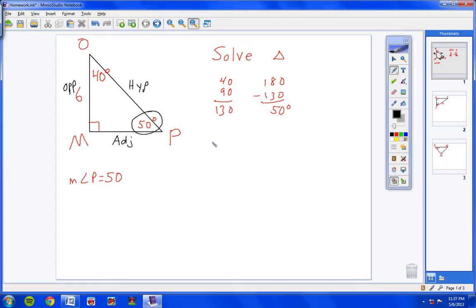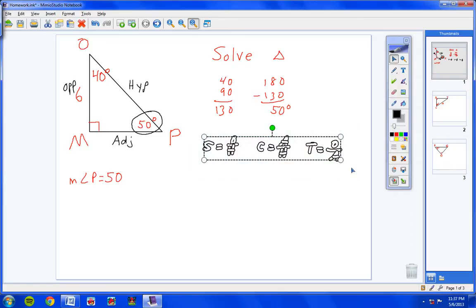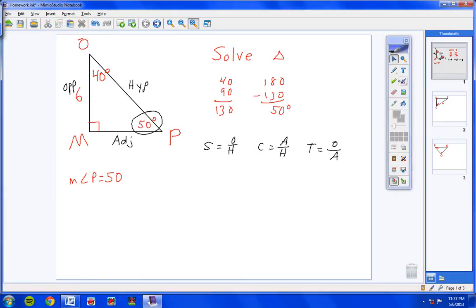Well, let's very quickly write down my trig ratios. Sine equals opposite over hypotenuse. Cosine equals adjacent over hypotenuse. And tangent equals opposite over adjacent. I'm going to cut and paste. So there we go. So I have that for future.